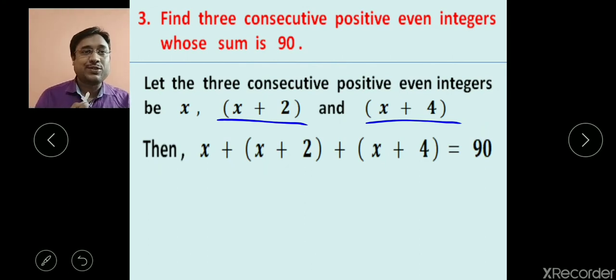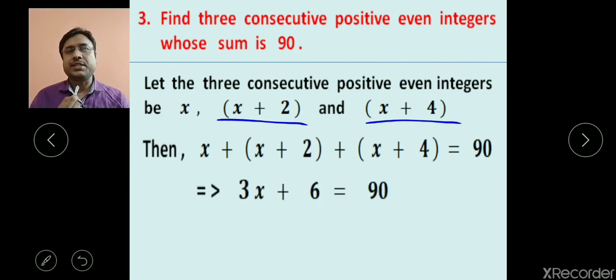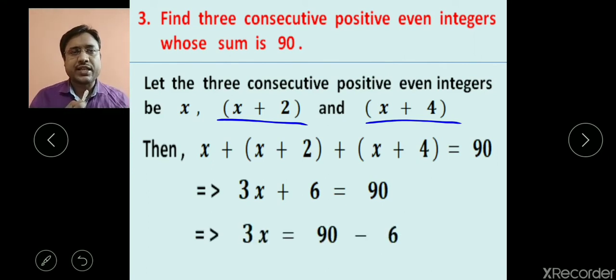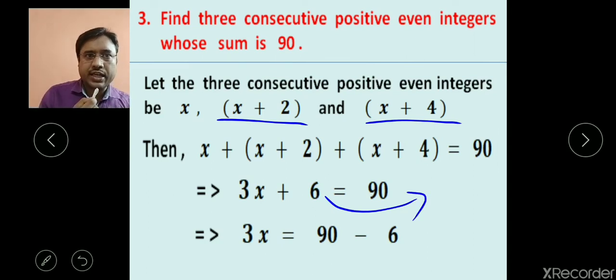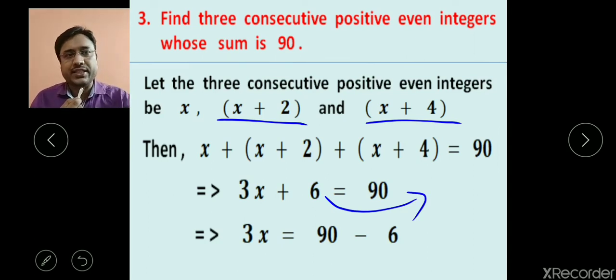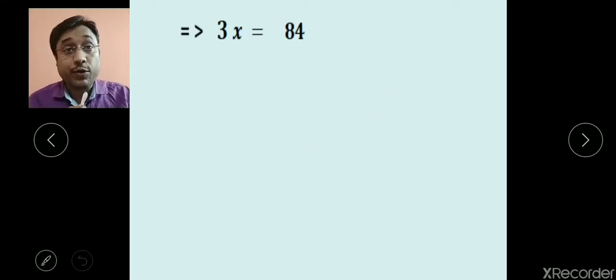Now we will solve this equation. Easily we can solve it: x plus x plus x, 3 times, comes 3x. Then 3x plus 6, because 2 plus 4 is 6 here. So 3x plus 6 equals 90. That means 3x equals 90 minus 6. This 6 you will take on the right side. So 3x equals 90 minus 6, and 90 minus 6 is 84.